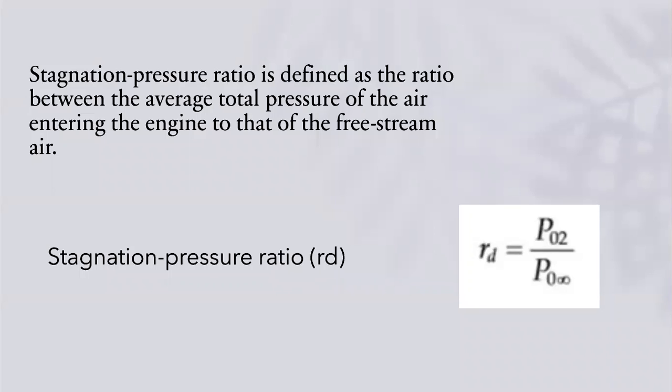The stagnation pressure ratio is defined as the ratio between the average total pressure of the air entering the engine and that of the free stream air. So that is rD equal to P02 by P0 infinity. So it says that it is the average total pressure of the air entering the engine to that of the free stream air.